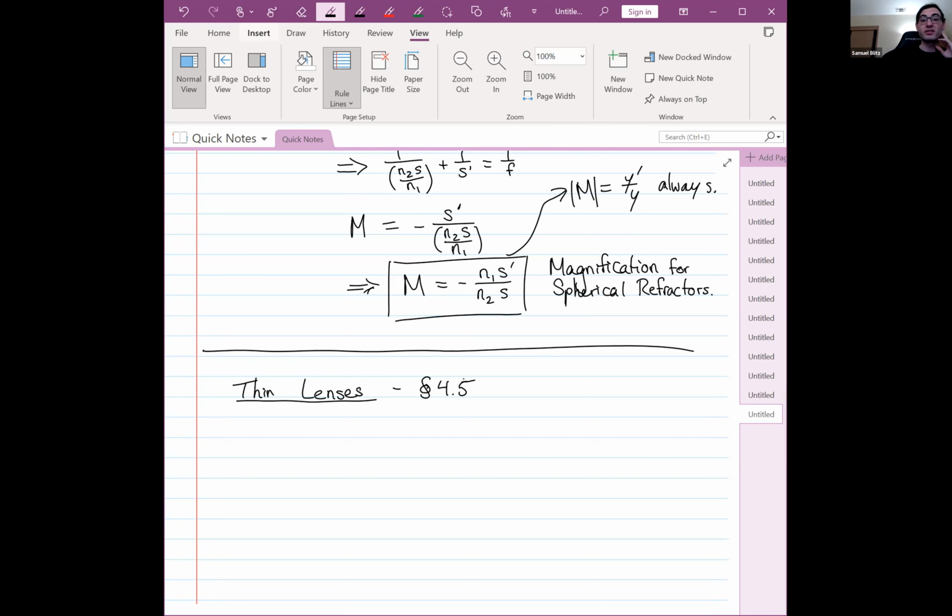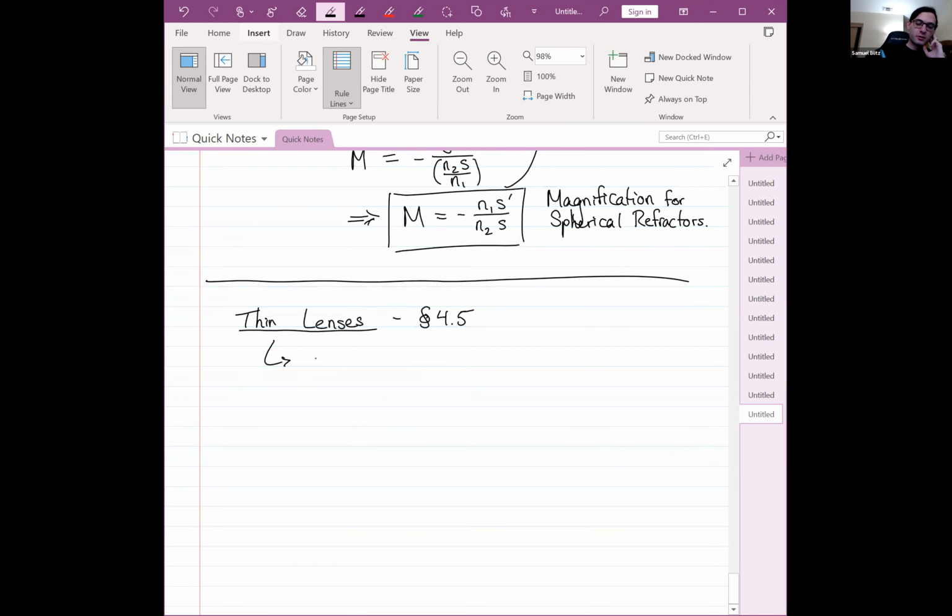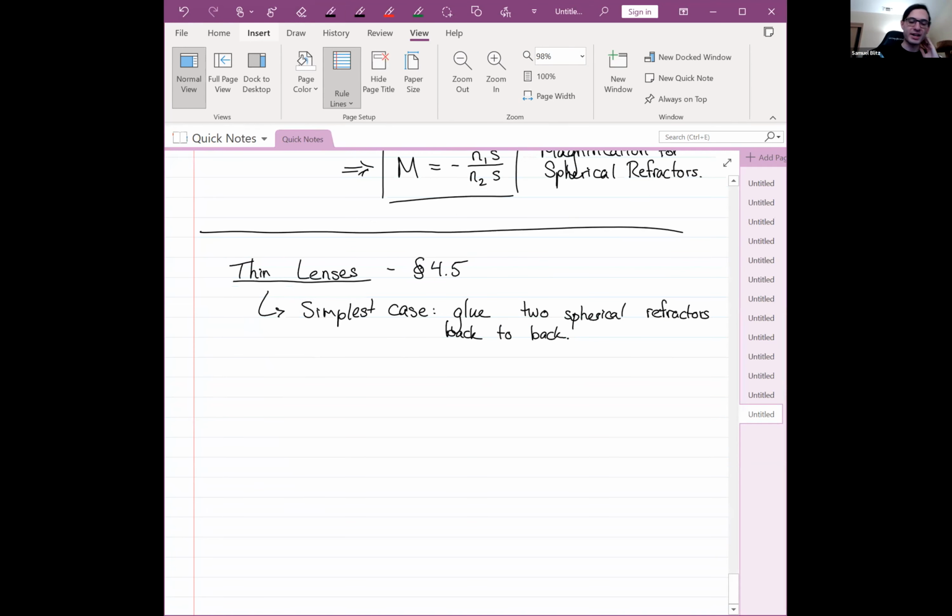The simplest case of a type of lens that we can form is just gluing two spherical refractors back to back. Literally just take a spherical refractor, stick another spherical refractor on the other end, have the same medium on the outside and one medium on the inside. So let's talk about actually constructing lenses. That's exactly what we're going to do.